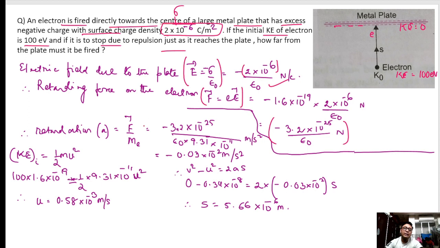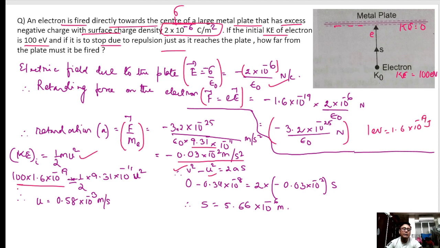So what is the retardation of the electron? Force by mass. This is the mass of the electron, which is coming out to be this much meter per second square. Now final velocity is 0. Initial velocity, how can we find? It had initial kinetic energy 100 electron volt. Please note that 1 electron volt is 1.6 into 10 to the power minus 19 joules.